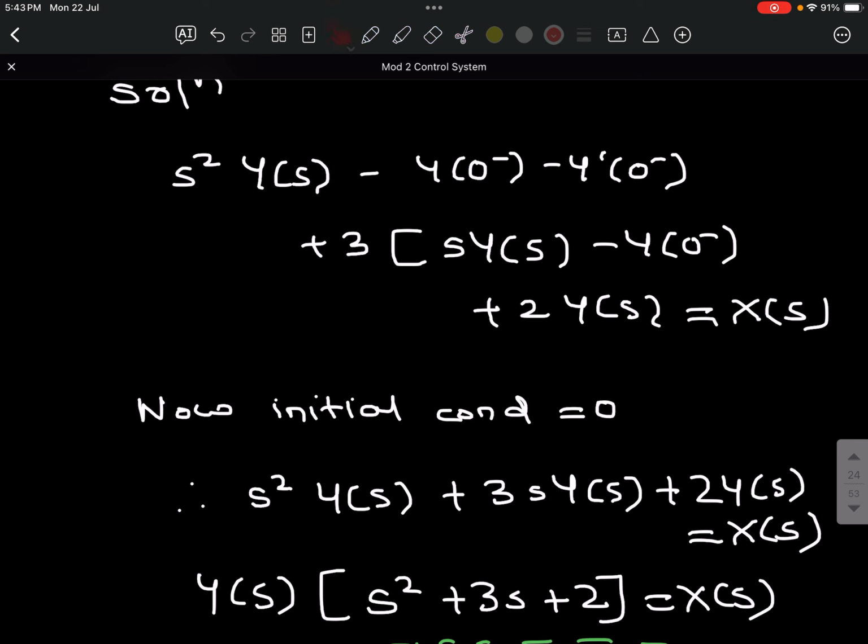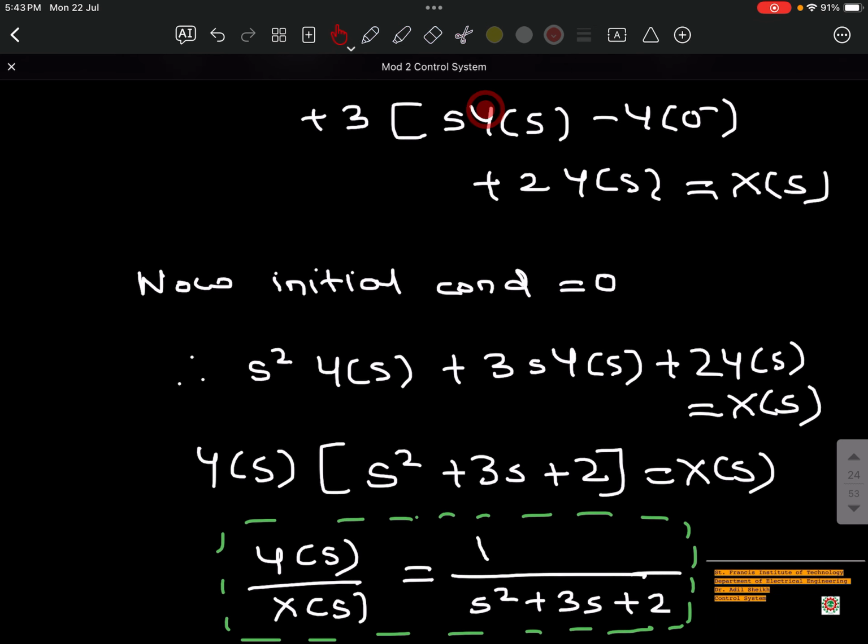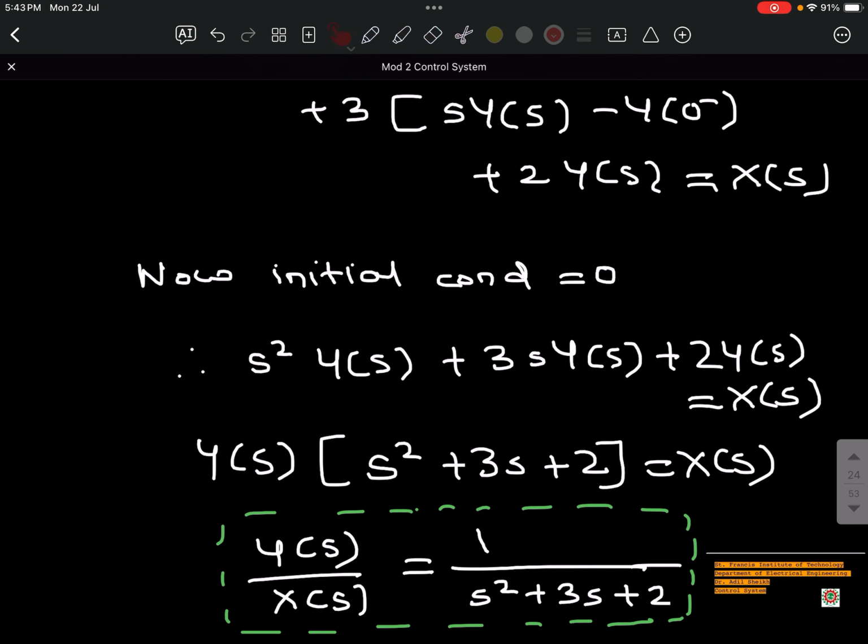Now what is the transfer function? It is the ratio of output divided by input. So we will take it over here and this will go over there. So finally the transfer function Y of s upon X of s is equal to 1 upon s square plus 3s plus 2. I hope you have understood what is meant by transfer function.